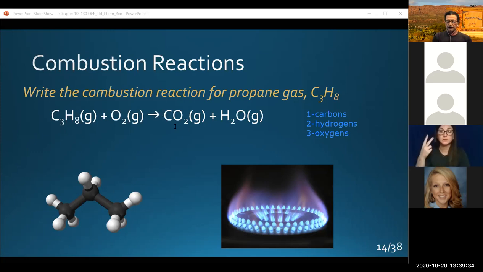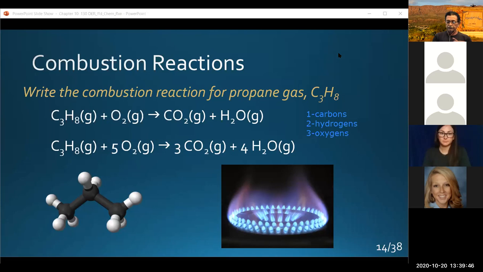So that means the last thing to balance is the oxygen. I could just stick a 5 in front of oxygen O2 and we're balanced. Okay, and you end up with this. So 1 propane requires 5 molecules of oxygen to produce 3 molecules of carbon dioxide and 4 molecules of water.